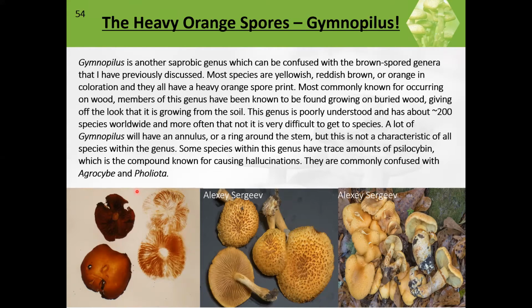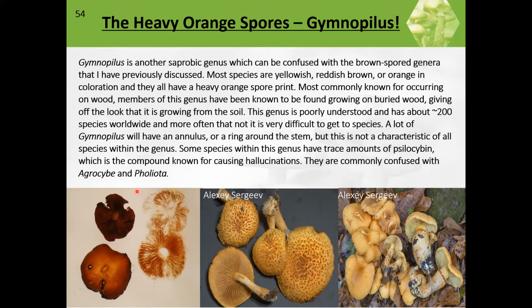And Gymnopilus is known for occurring on wood, but it can be found growing on buried wood as well. So a lot of these species that do occur on dead wood can be found growing terrestrially on buried wood. So that's where the confusion kind of comes in. It's a poorly understood genus with about 200 species worldwide and can be very difficult to get to species.